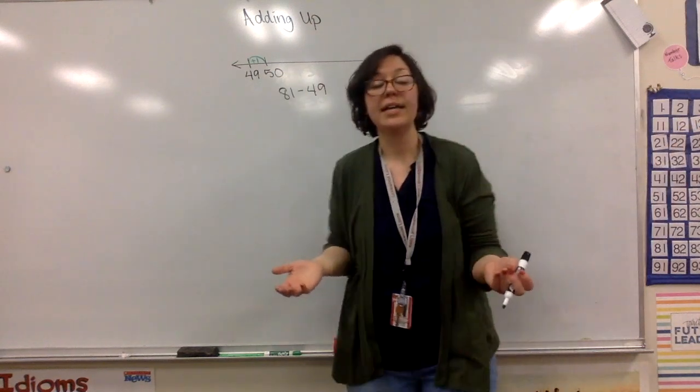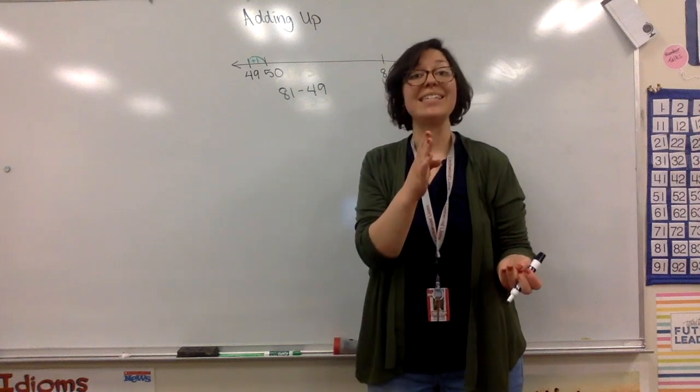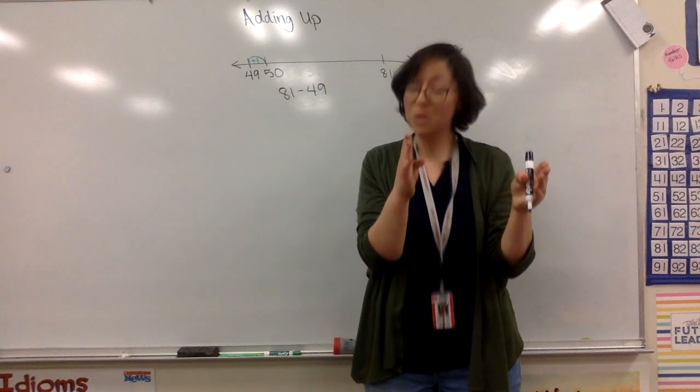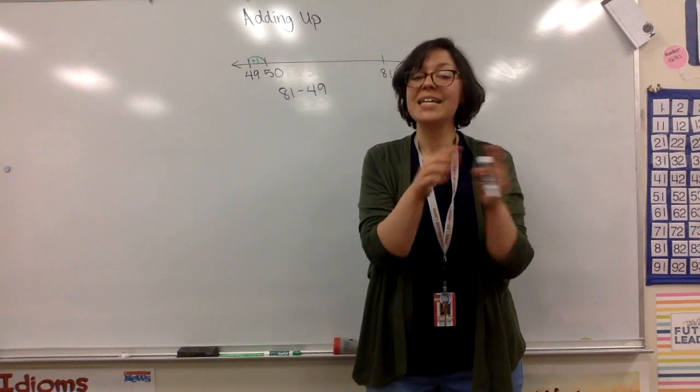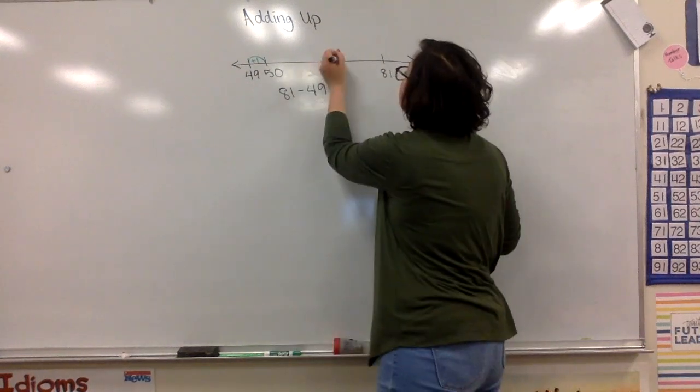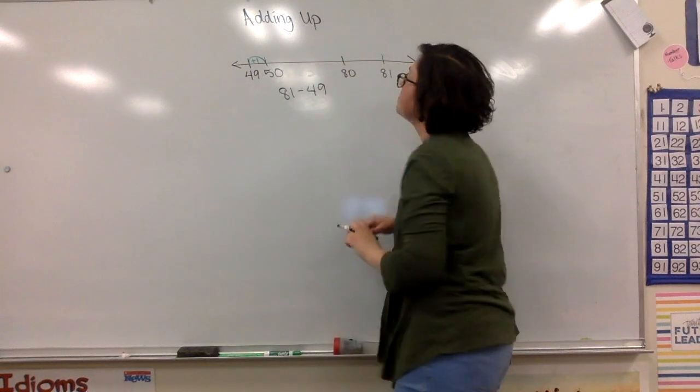Now, you could do a hill of 10. That would lead us to 60. You could do a hill of 20. That would lead us to 70. But you could do a hill of 30 to lead us to 80, and that would be the closest. So let's do that. We're going to plot 80 right here.